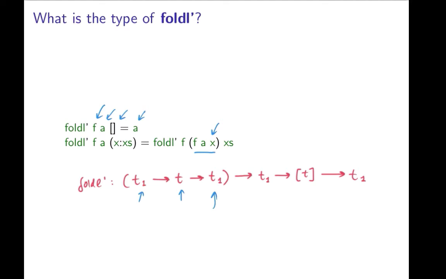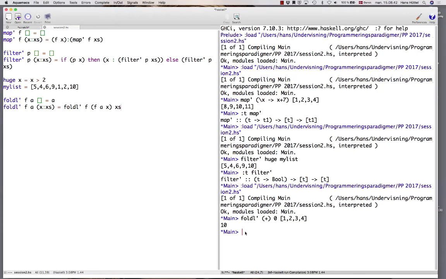Let's see what Haskell says about this. Type of foldl prime, what do we get? We get what we figured out, so that's very nice. And as before, in our analysis of the type, we did not say anything about t1 or t, so this is again a polymorphic type. So that's what we get here.